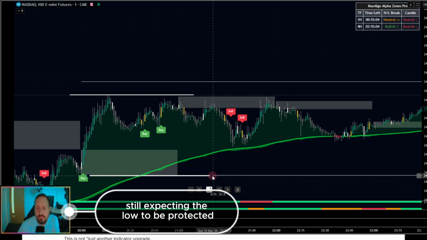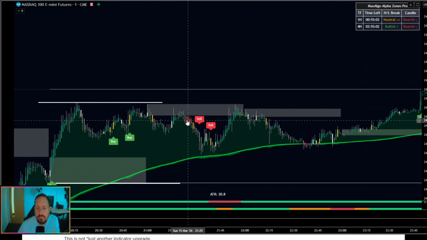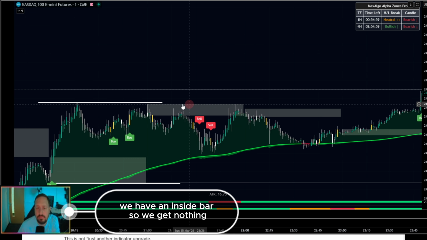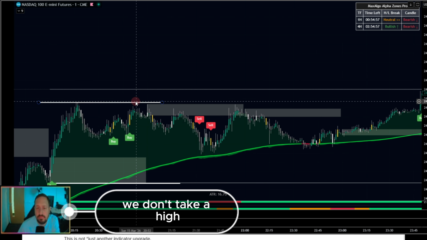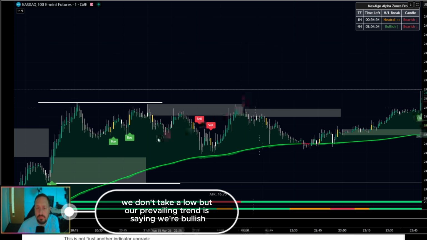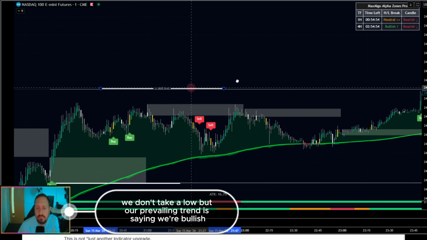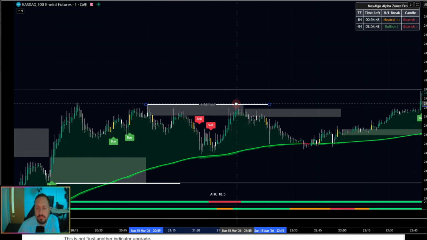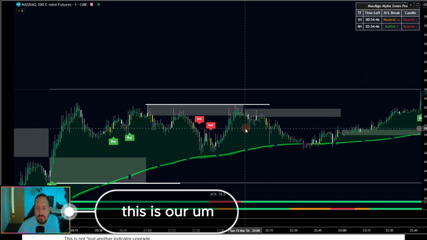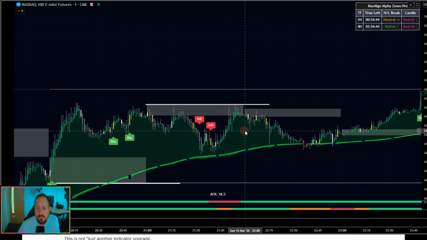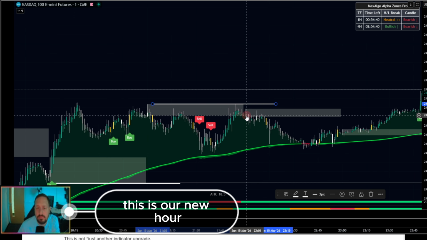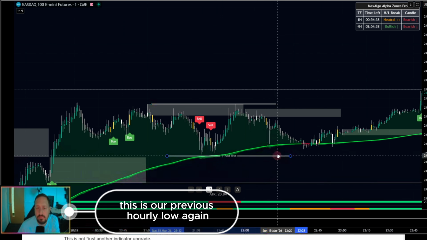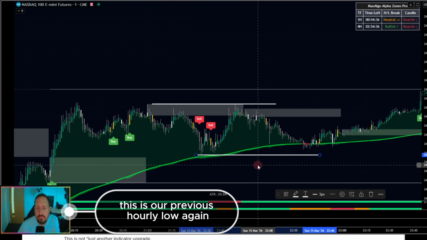Still expecting the low to be protected. We have an inside bar. So we get nothing. We don't take a high, we don't take a low, but our prevailing trend is saying we're bullish. This is our previous hourly high now, right? This is our new hour. This is our previous hourly low.